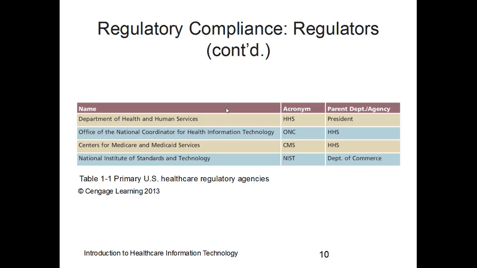The first one, Department of Health and Human Services, or HHS. That is a cabinet level position, so the parent entity of that would be the President of the United States. The Office of the National Coordinator of Health Information Technology, or the ONC, that works as a part of the Health and Human Services Division.